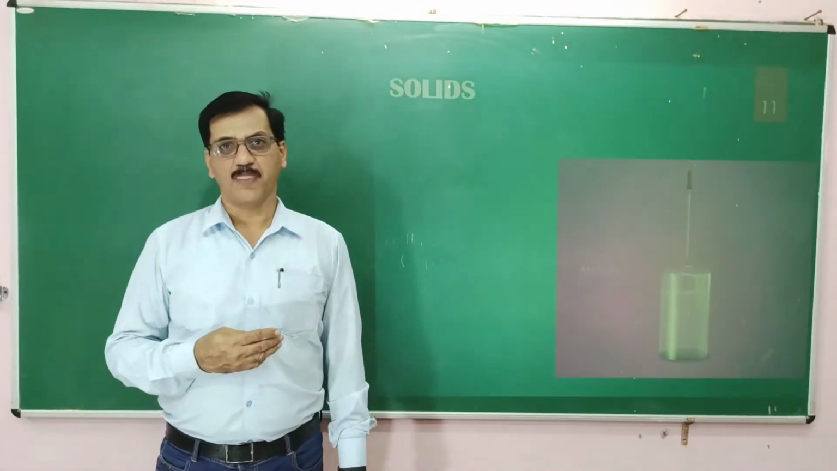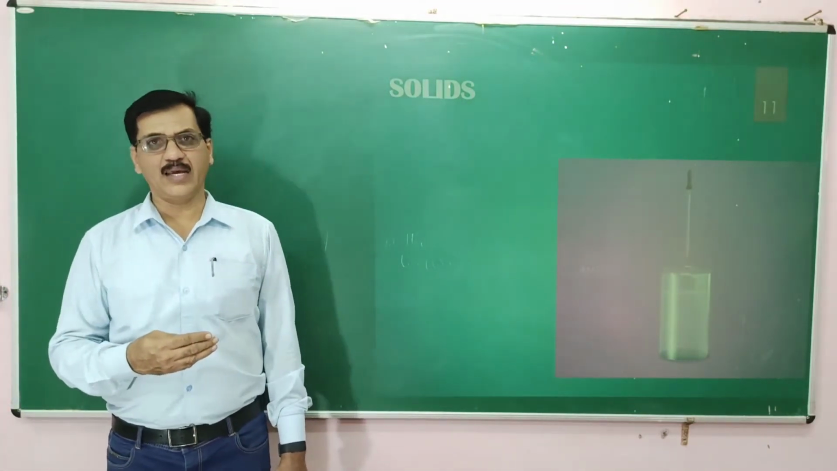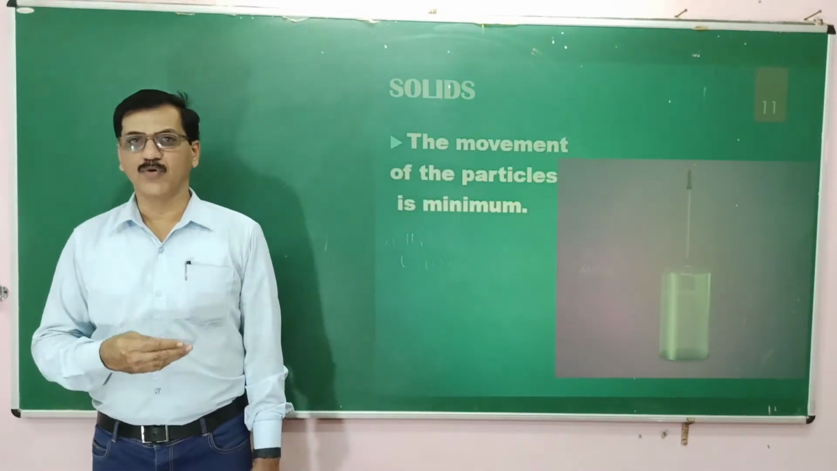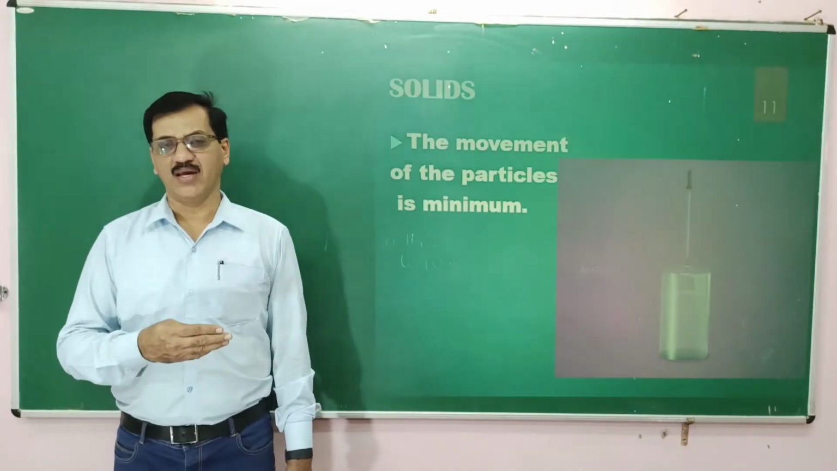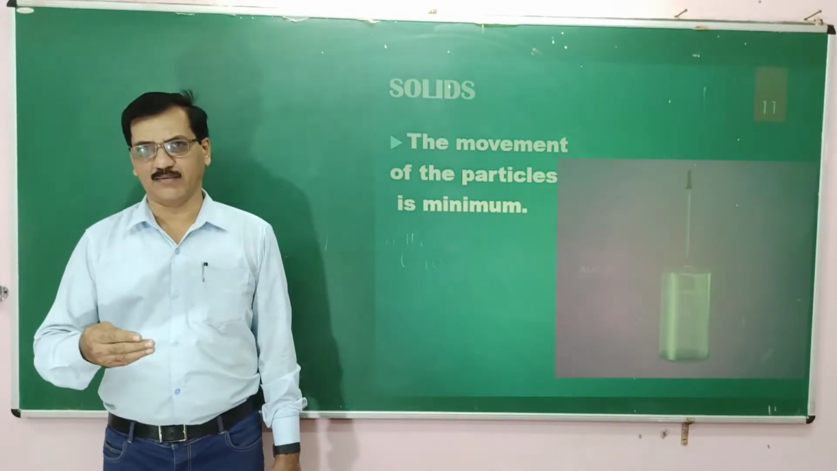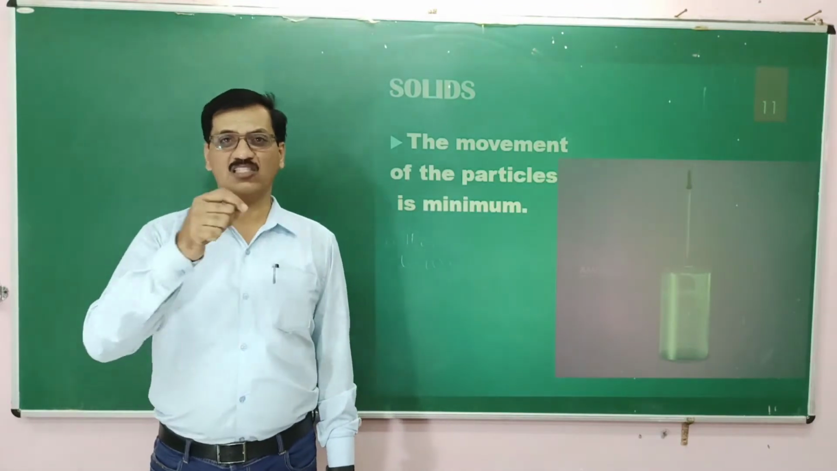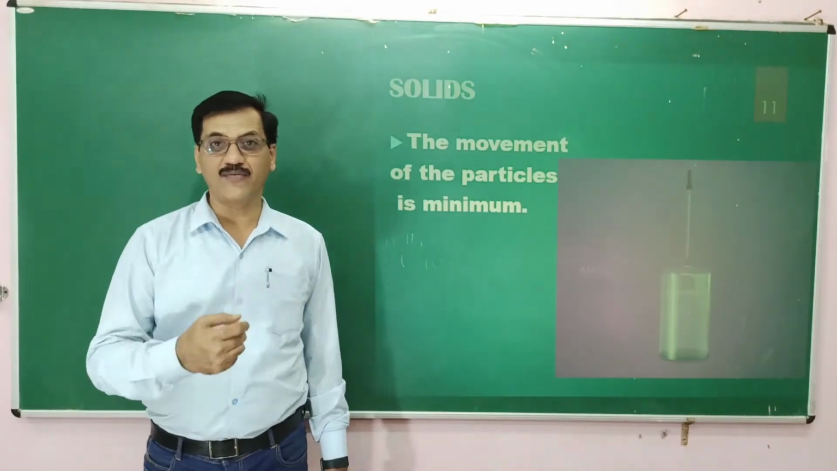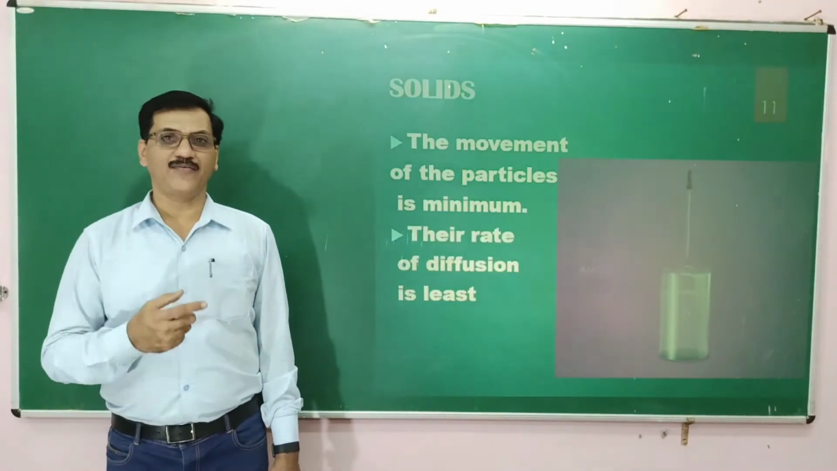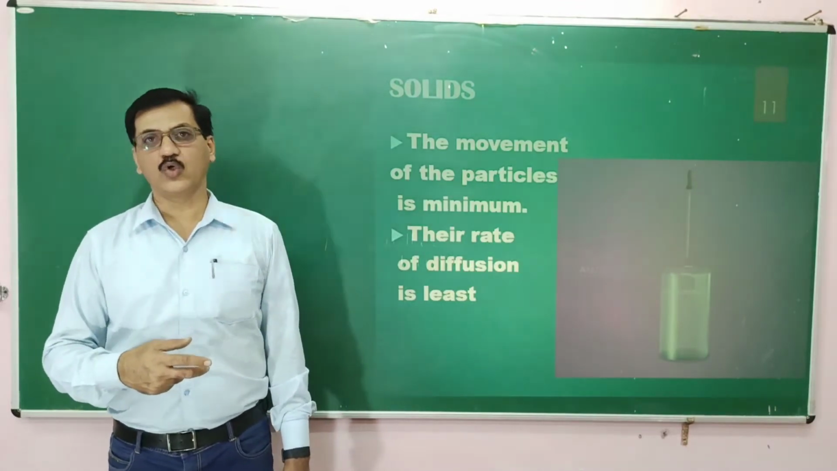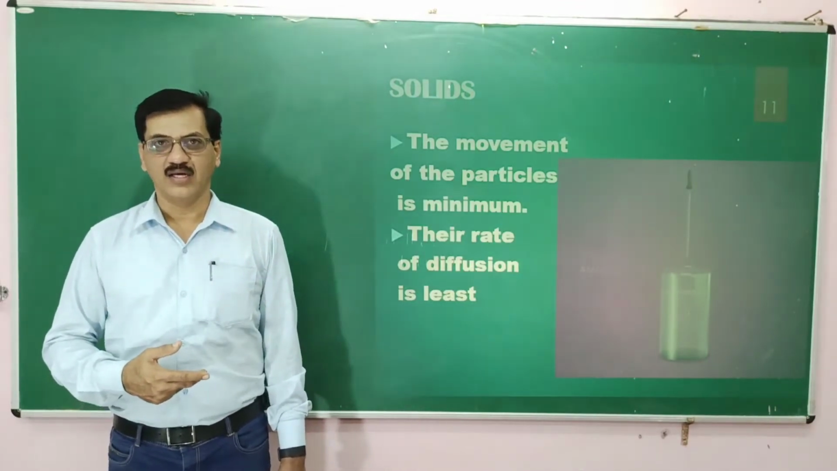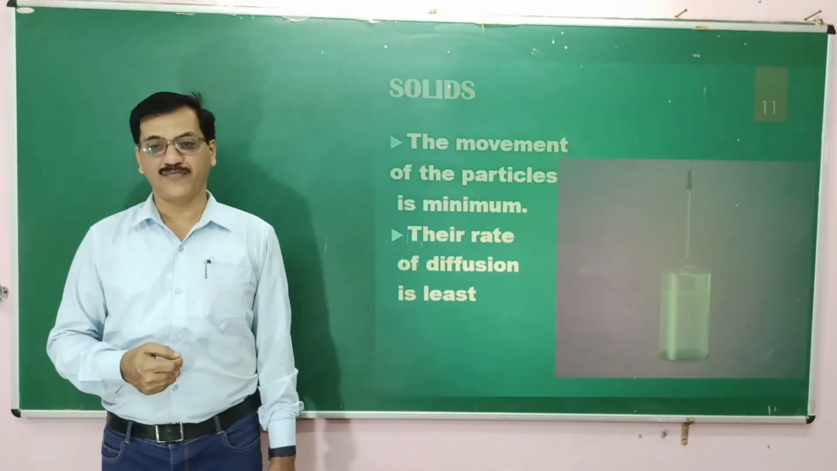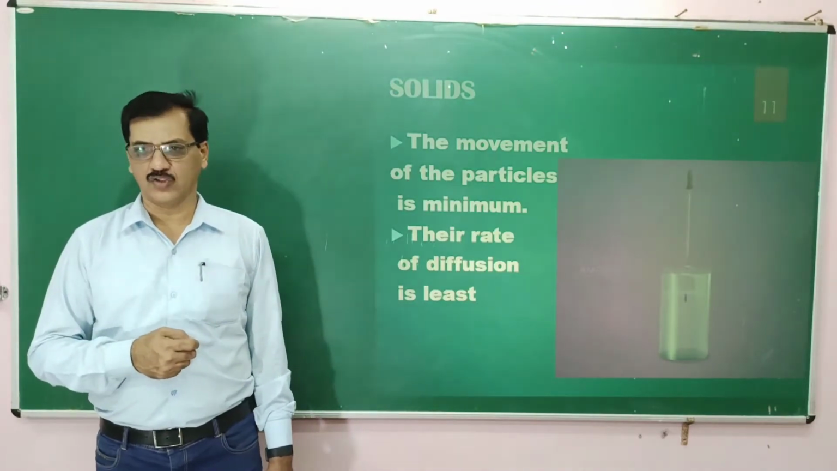Now, can solids show movement? The particles do not move. Their movement is minimum. As I told you, they have only vibratory motion. If at all they had a translatory motion, that is, motion from one place to another place, they would have undergone diffusion. What is diffusion? Diffusion is intermixing of two or more substances on their own. Diffusion in the case of solids is less. The rate of diffusion is least in solids.